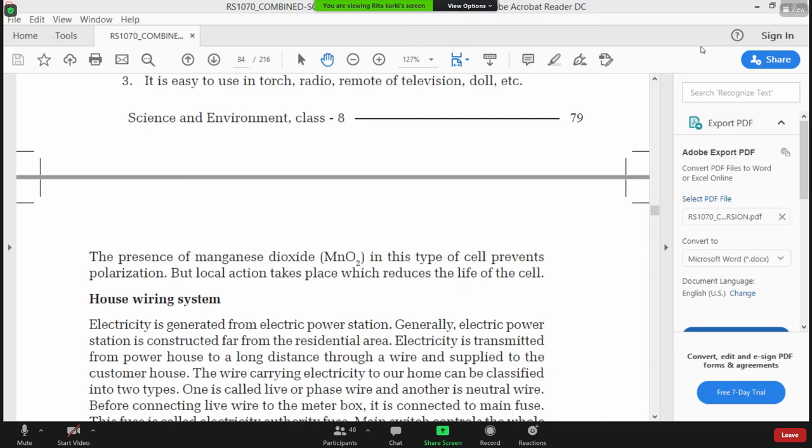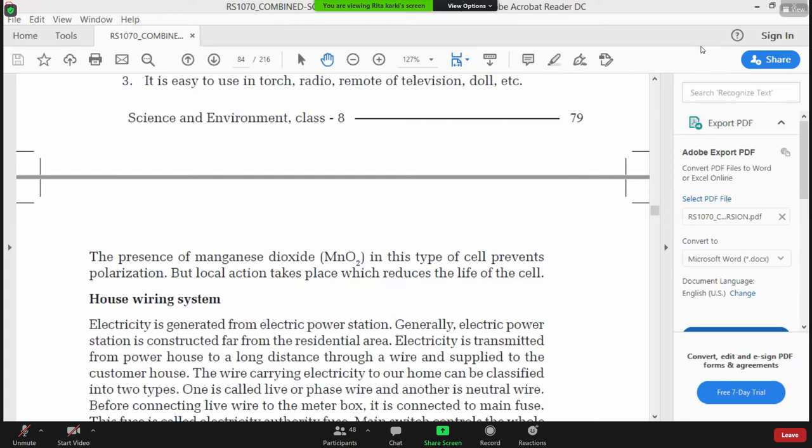Aluminium chloride, carbon powder, manganese, yes or no? Manganese dioxide is utilized to form the dry cell. Yes or no? So next, yes, now next.